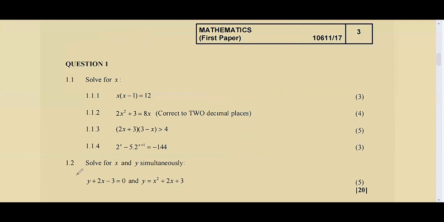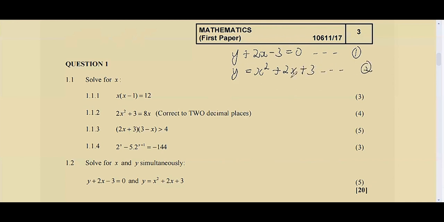Let's look at 1.2. Solve for x and y simultaneously. We are given y plus 2x minus 3 is equals to 0. And then we are given this equation here in standard form. So this is y plus 2x minus 3 is equals to 0. Let's call it equation 1. And then we have y is equals to x squared plus 2x plus 3. Let's call it equation 2.